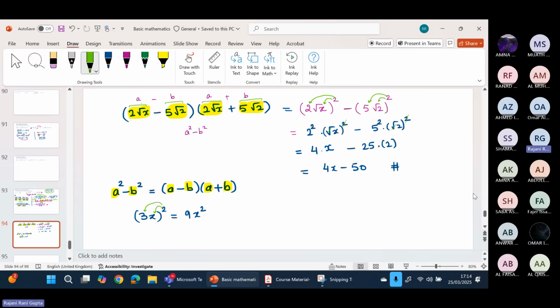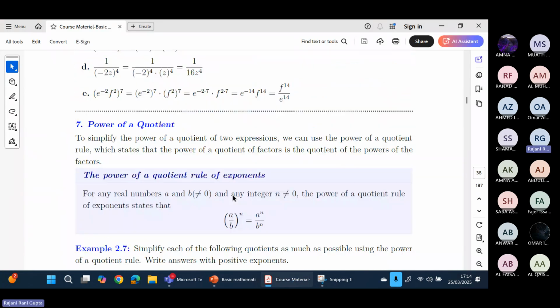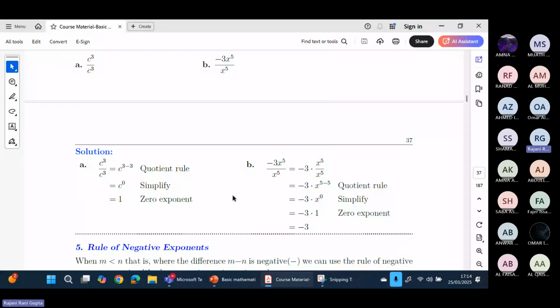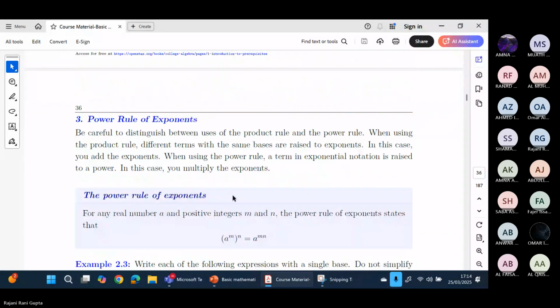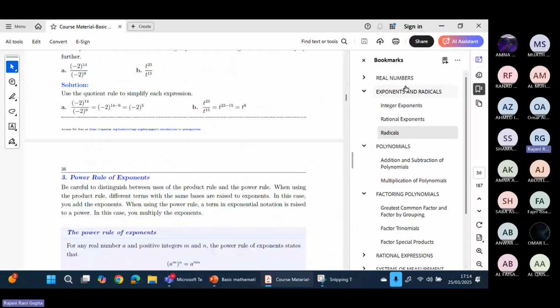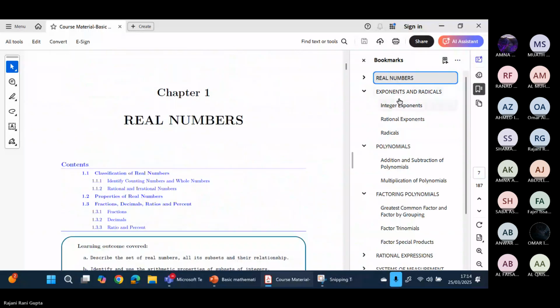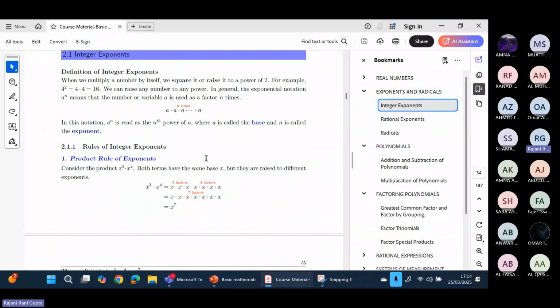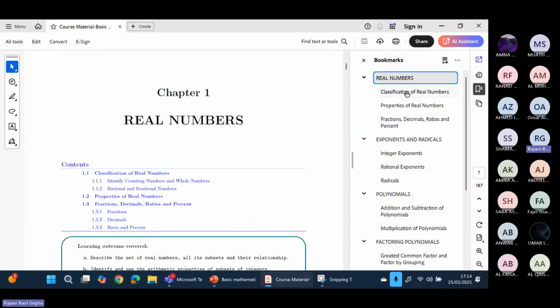So that's it from my side. If you have anything else, please let me know. I think chapter 1 is okay with all of you. Let me go quickly through chapter 1. Okay, in exponents, I think you'll remember these things.